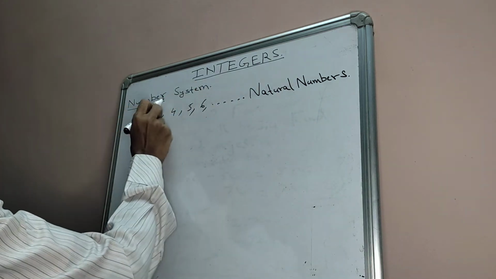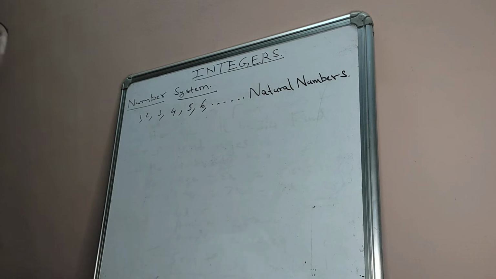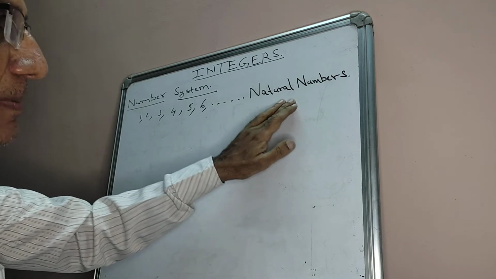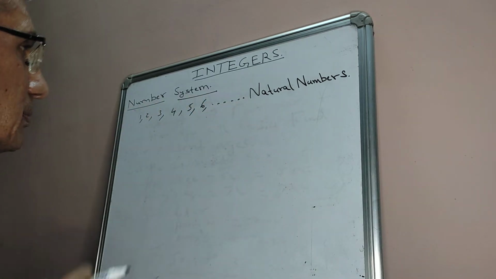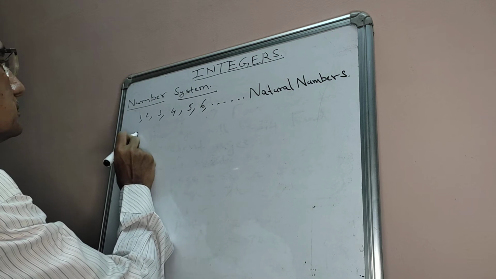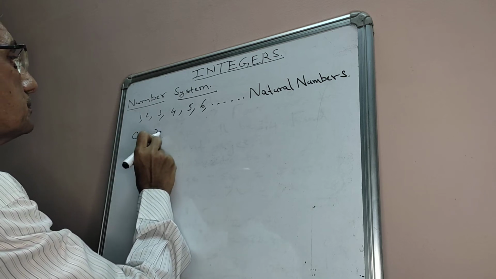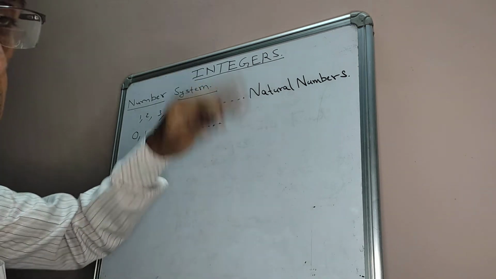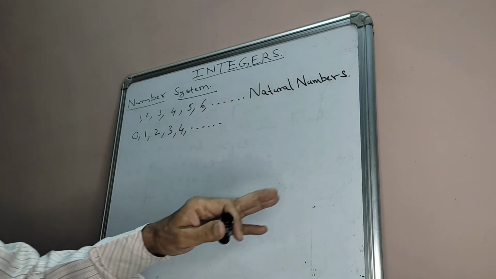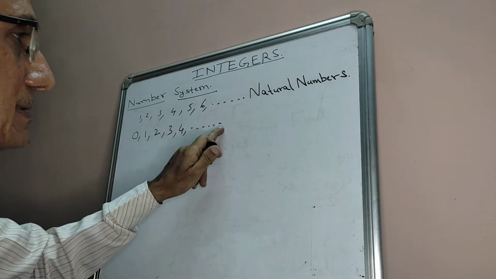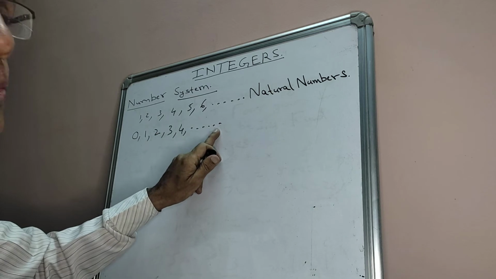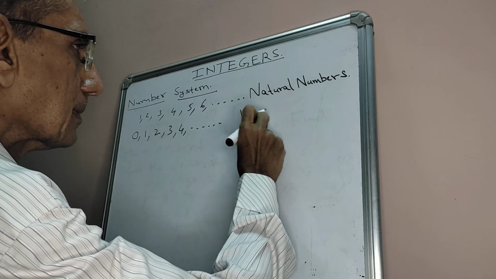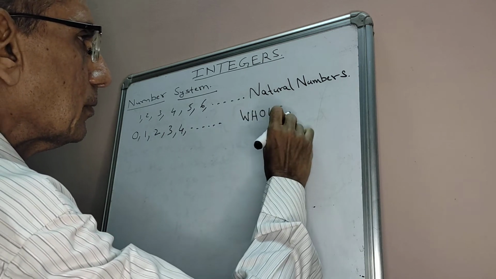Now, what is the second type? Supposing I add 0 to the natural numbers, and so on up to infinity. Here also it goes up to infinity. Then what are these numbers called? These numbers are called whole numbers.